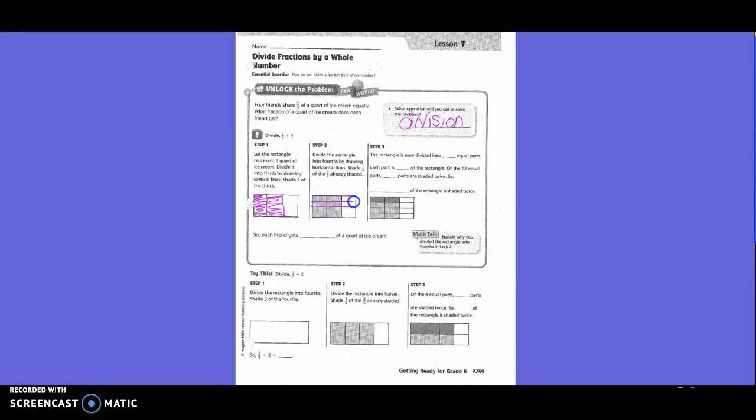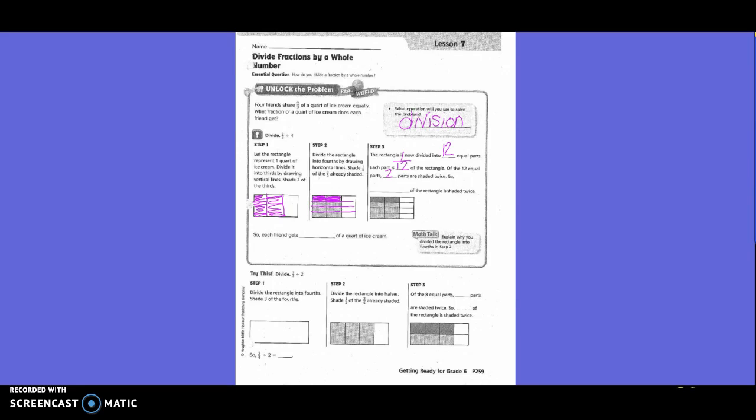So we've done this before, right guys? And then they want us to shade how many of those? 2, right? So now the rectangle is divided into how many equal parts? How many total pieces do you have? 12 equal parts. Each part is 1/12 of the rectangle. Of the 12 equal parts, how many are shaded twice? 2 parts are shaded twice.